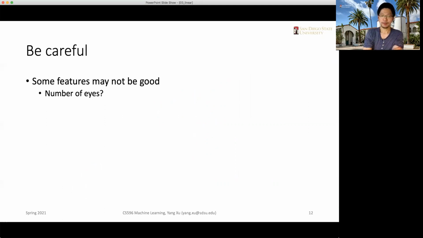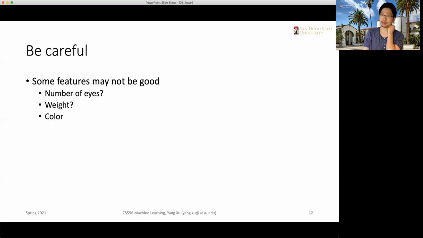But how about we use the number of eyes? Well, apparently it doesn't tell anything because these two species all have two eyes, right? How about weight? Weight may be a useful feature if we use it alone, but it is not sure that it will add anything, because we already have length, and the lengths are strongly correlated with the weights. The longer fish tend to have larger weight. So it is not clear whether adding weight as another feature will add more performance to the model.